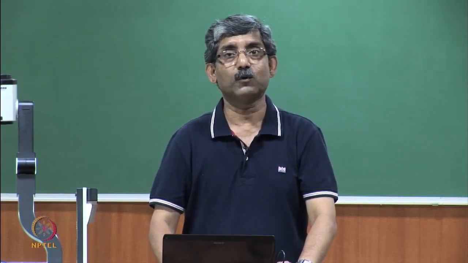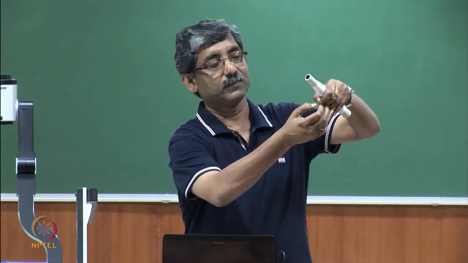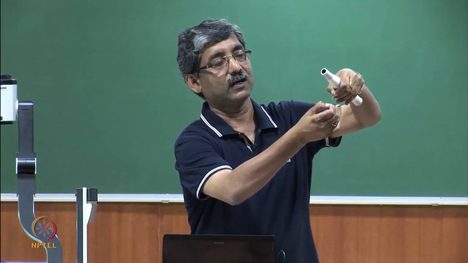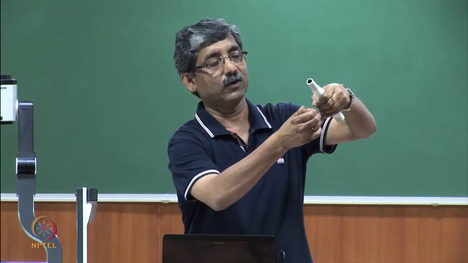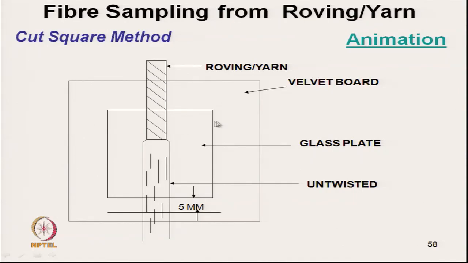In each case, all projected fiber ends must be removed. Whatever fibers are projected, we have to remove all of them. Then the glass plate has to be moved a little bit backward, a few millimeter, and gradually we remove all the fibers. This is the way. First, this is the roving or yarn, and this is the glass plate. The glass plate is kept just to keep the roving intact, so that we can take out the fibers from the end point.